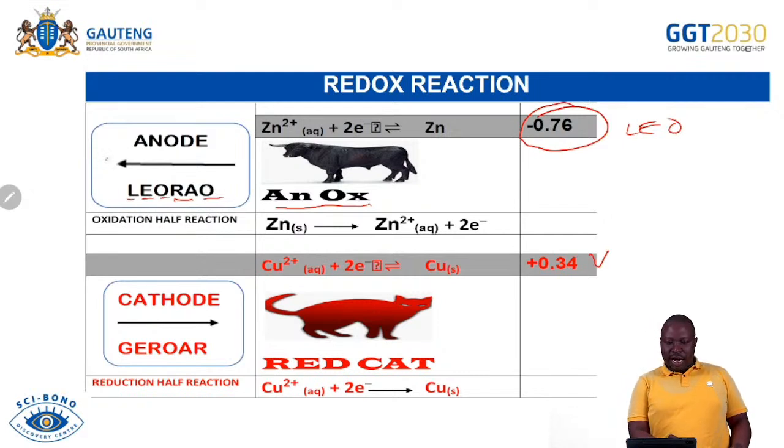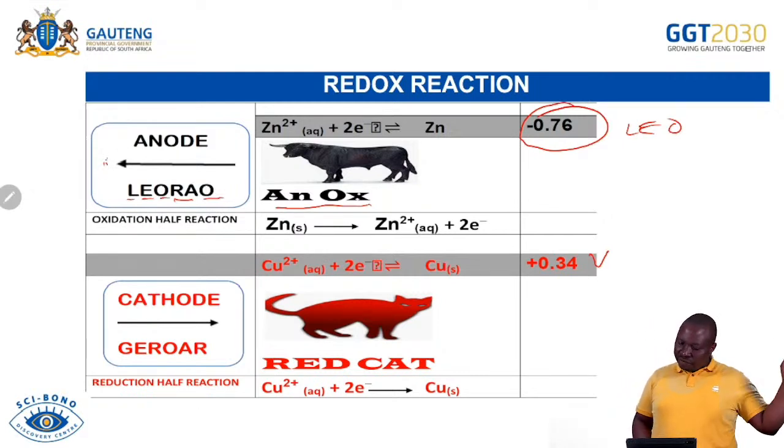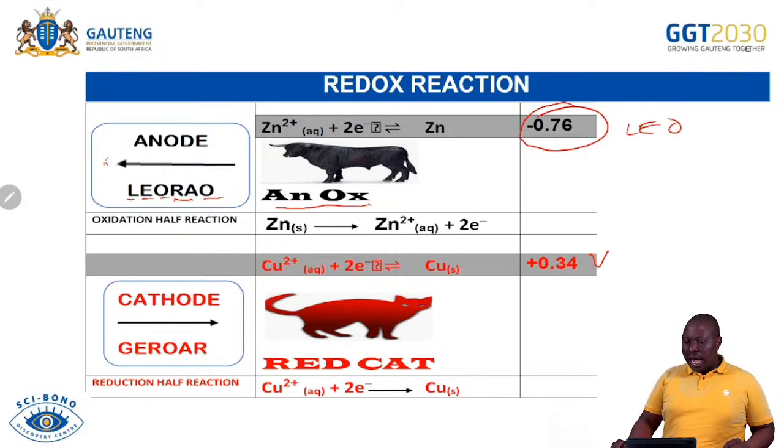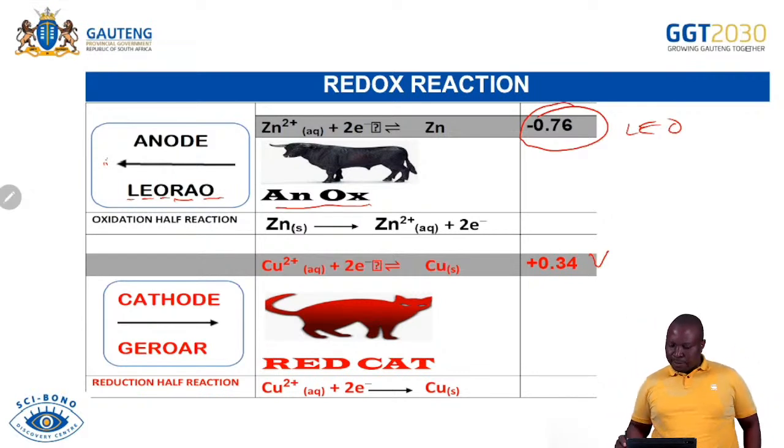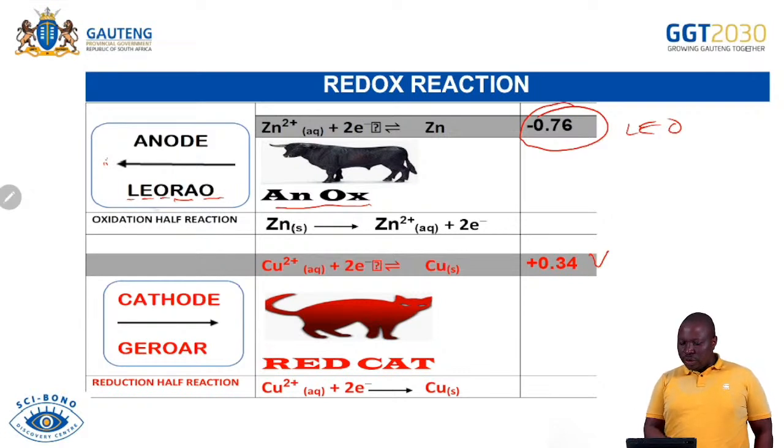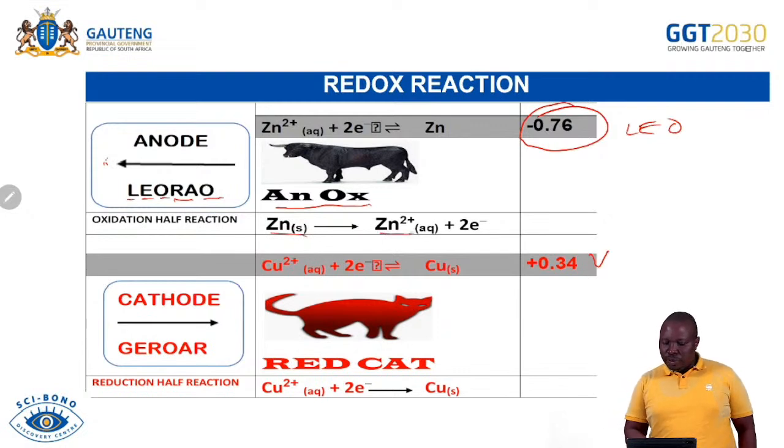I showed you the arrow there. This is the one that we reverse. The smaller one is the one that we reverse, the one that is going backward. It's an ox, which means an anode. At the anode, oxidation takes place. So you can say oxidation is a loss of electrons. This is zinc solid. It's losing electrons to form zinc 2 plus, and then it has lost those 2 electrons.